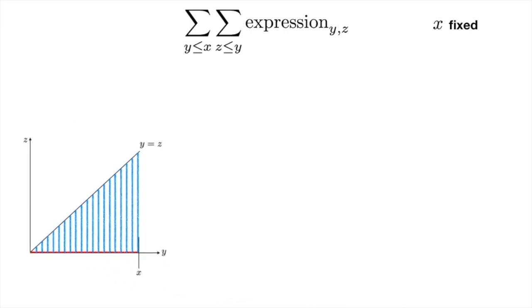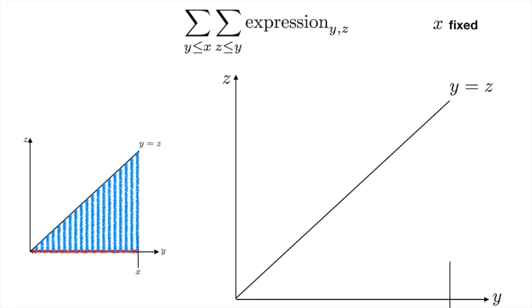Now let's do the same sum over the same region, but instead we sum in the z direction first. That is, we first sum over z from the minimal value to x, and we determine this x by looking at the maximum range of z in our first picture.